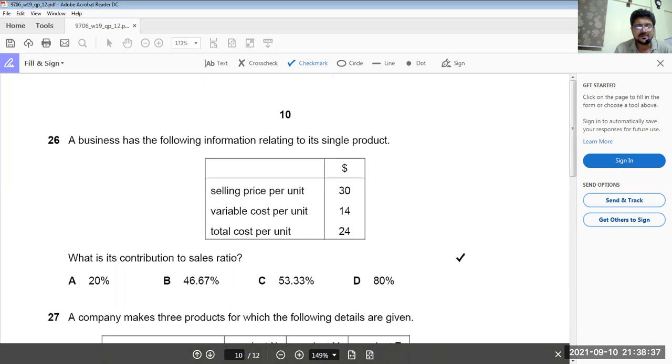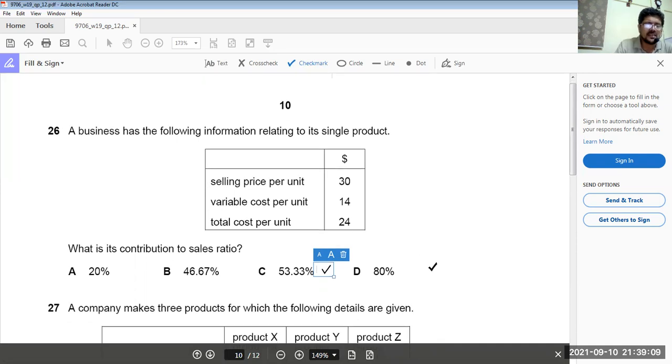Now 26. A business has the following information relating to its single product: selling price per unit, variable cost per unit, total cost per unit. What is the contribution percentage? What we have to do: 30 minus 14, only variable cost. Contribution is 16. 16 divided by 30 is 53.33%. The answer is option C. We have nothing to do with the total cost.